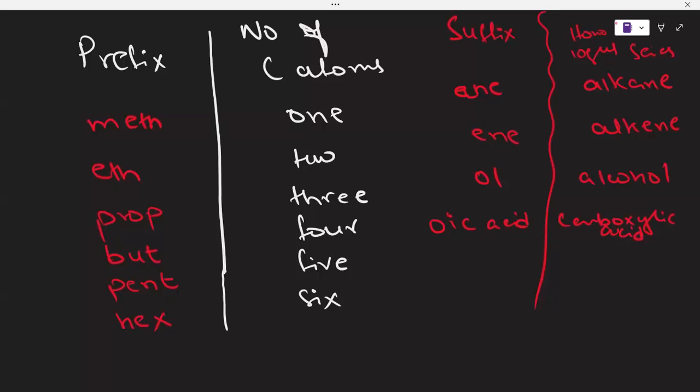And if you notice, this is basically taken from the last part of the functional group. So this ene comes from here, this ene comes from here, this ol comes from here, and this oic acid comes from here. So this is how you name organic compounds. Now, of course, the detailing has to come. We'll do a lot of examples when we move into the topic of alkenes individually. So yeah, this is it for now.